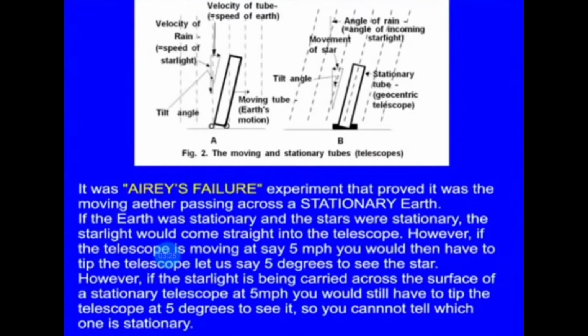So you can't say that it's the stars moving or the Earth moving just because you have to tilt the telescope, okay? You can't, but you can be certain that one of them is certainly in motion, okay? If the telescope is moving at, say, 5 miles an hour, you would then have to tip the telescope, let us say, 5 degrees to see the star. However, if the starlight is being carried across the surface of a stationary telescope at 5 miles an hour, you would still have to tip the telescope at 5 degrees to see it. So you cannot tell which one is stationary.